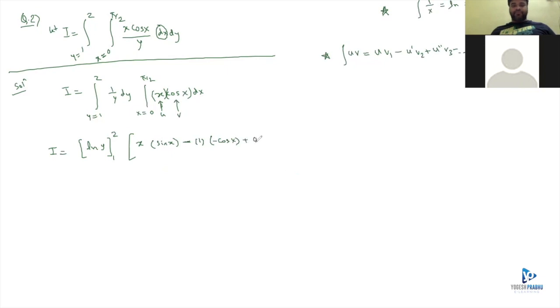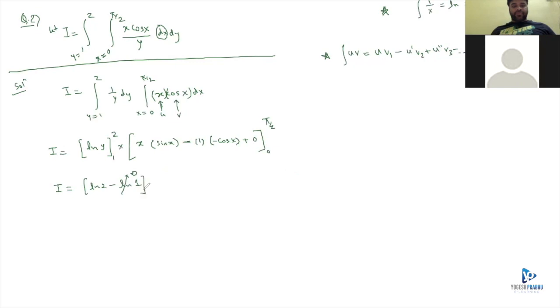Plus 0. End of it, right? Go from 0 to pi over 2. And there is a product here, don't forget. Tell me, I is going to be ln2 minus ln1. ln1 is 0.